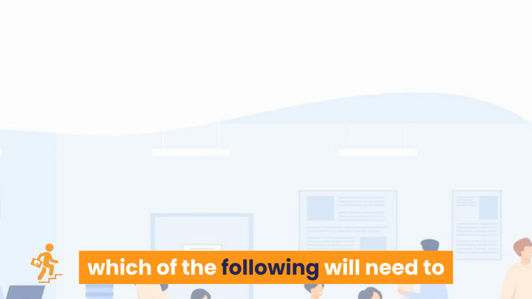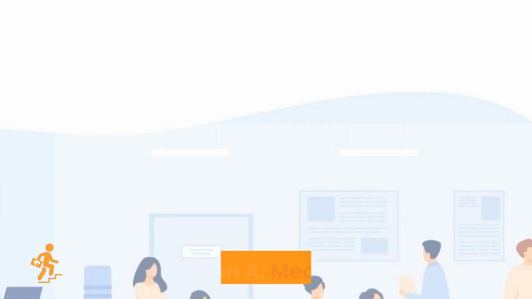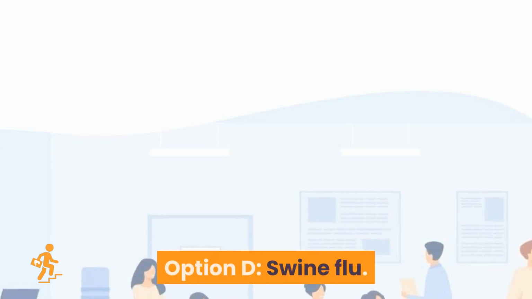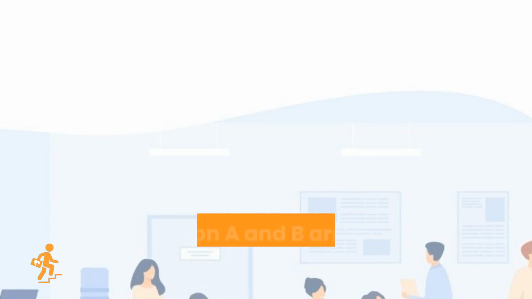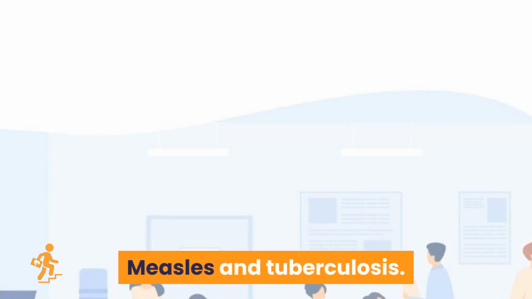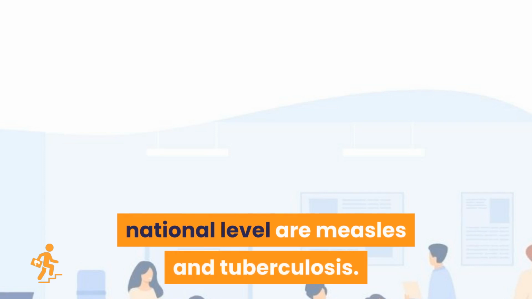Question 20. In reporting contagious diseases, which of the following will need to take attention at the national level? Option A, measles. Option B, tuberculosis. Option C, chickenpox. Option D, swine flu. Option A and B are the correct answers. Measles and tuberculosis. The contagious diseases which need attention at the national level are measles and tuberculosis.